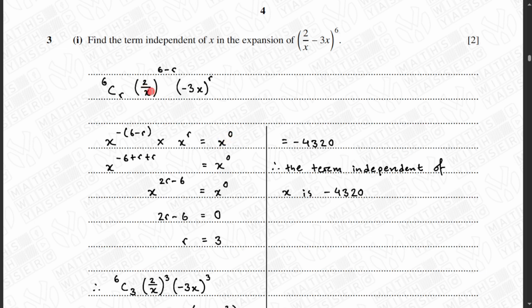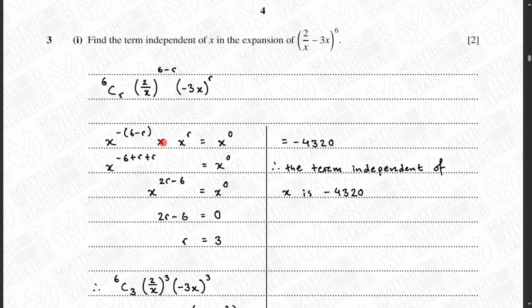So we need to find the term which is independent of x. So let's first isolate the x terms from this equation. If we just focus on the x terms, this will be x to the power negative 6 minus r times x to the power r. So we are just focusing on the x values, and we are trying to figure out what will be the value of r with which we can find the independent term of x.